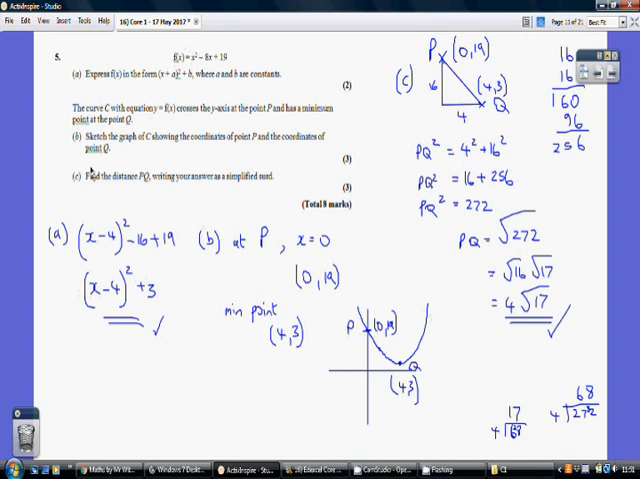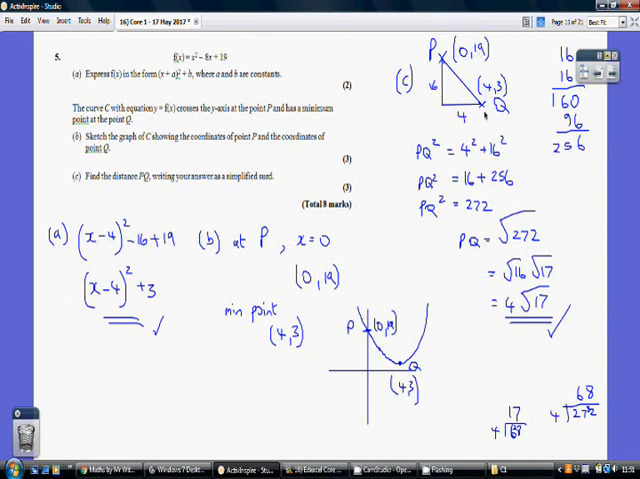Now for part C, we're being asked to find the distance PQ, writing our answer as a simplified surd. So a quick sketch to help us gather our thoughts. P's at 0, 19, Q's at 4, 3. So using Pythagoras, I've just popped in a right angled triangle here. So our base, our x value is going from 0 to 4, which is 4. Our height, our y values are going from 3 to 19, which is 16.